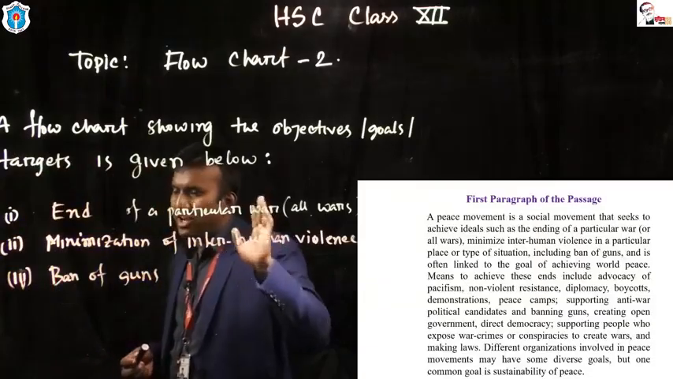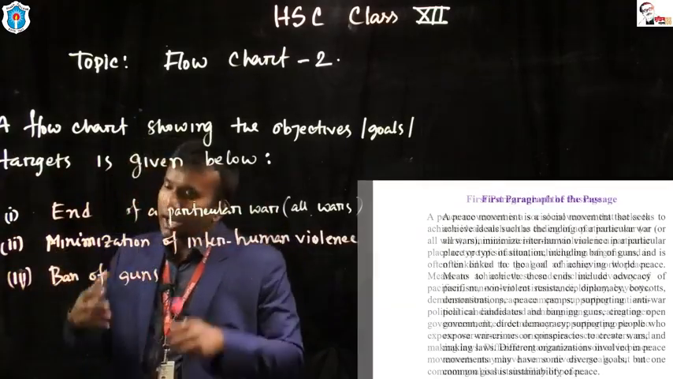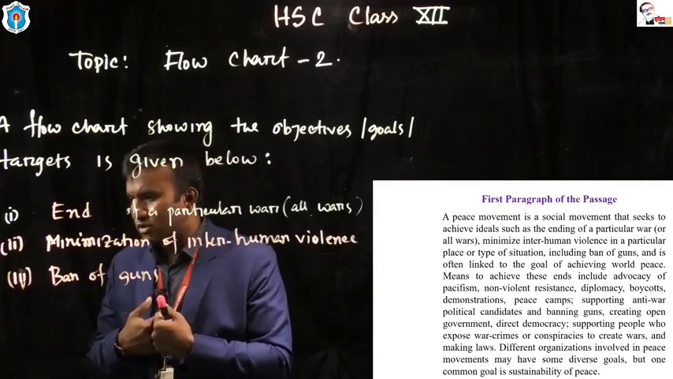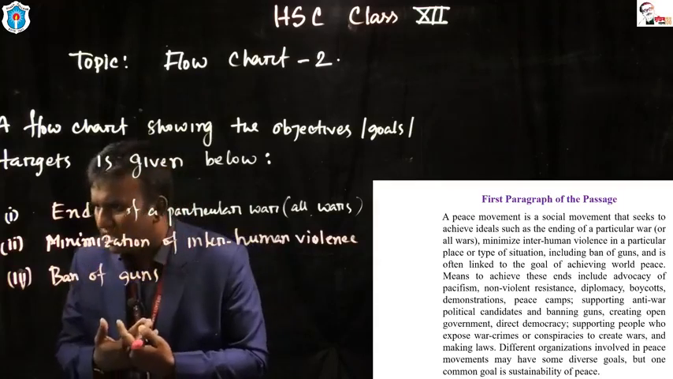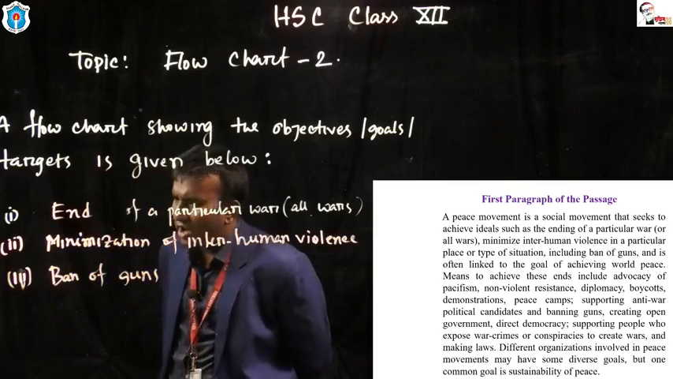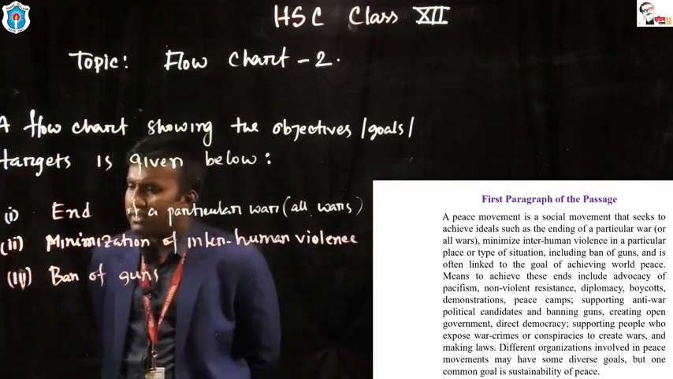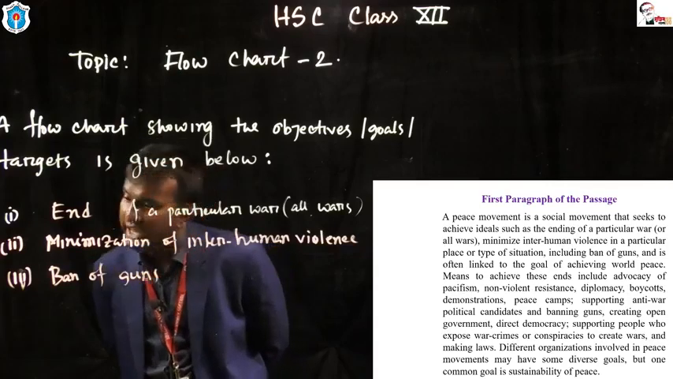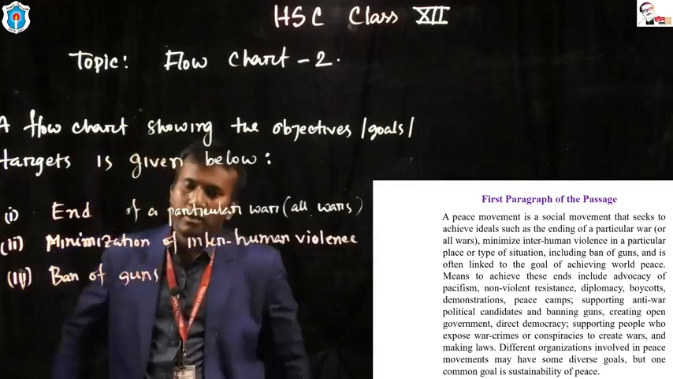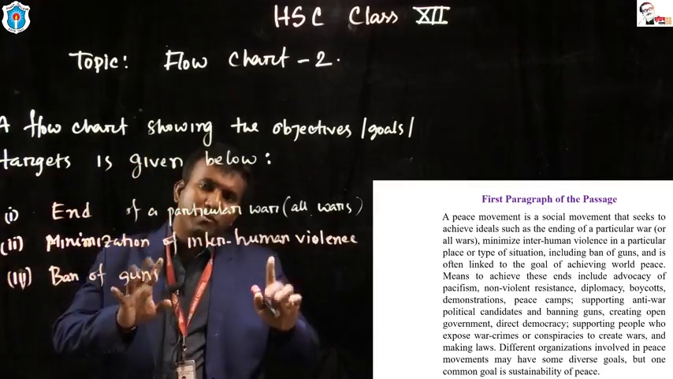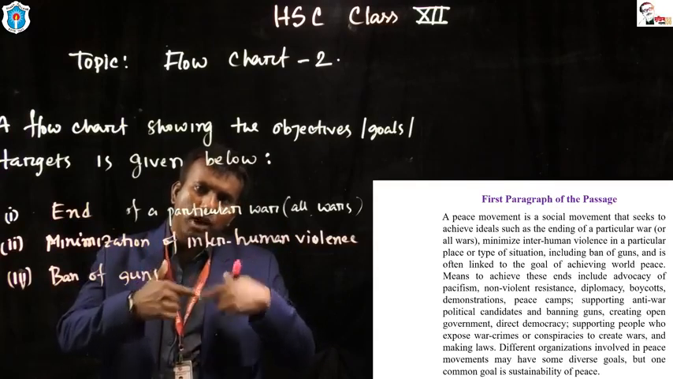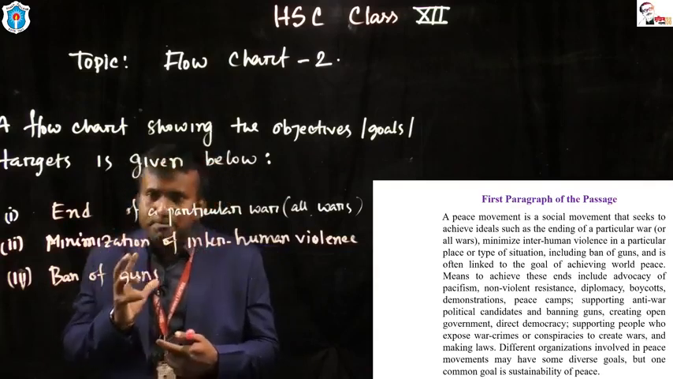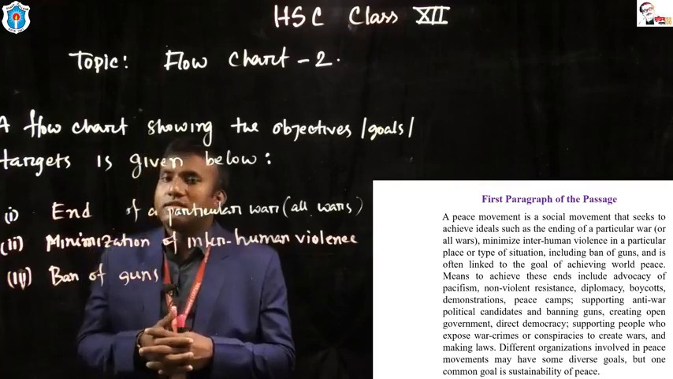We have already got three objectives or goals of peace movement, by which these objectives are expected to be crowned by virtue of peace movement. Another one is often linked. "Is" is the verb of the sentence, and the subject of this is a peace movement. Can I say a peace movement is often linked to the goal of achieving world peace? Peace movement is working for the achievement of world peace. So our ultimate target, our actual target of peace movement, is to ensure the world peace.